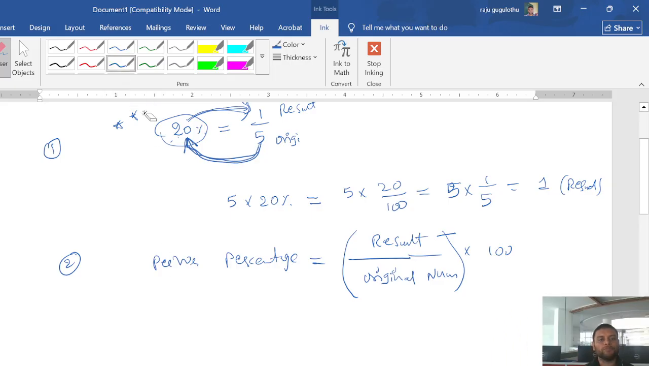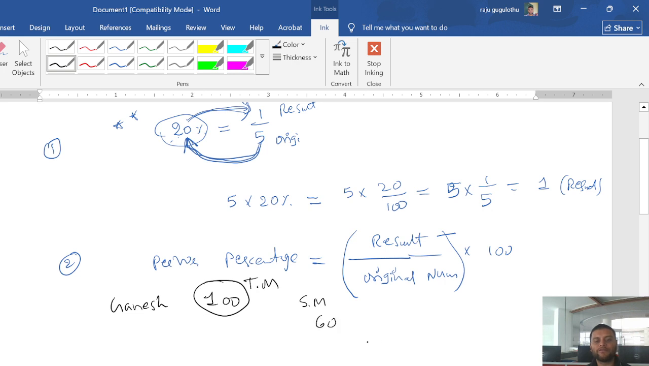Okay friends, I'm considering that there is some student, Ganesh, who has given one test which has 100 marks. This is the total marks of the test, and he secured 60 marks, and we would like to find his pass percentage, or the percentage of marks, his performance.